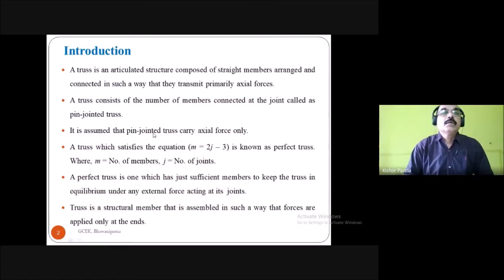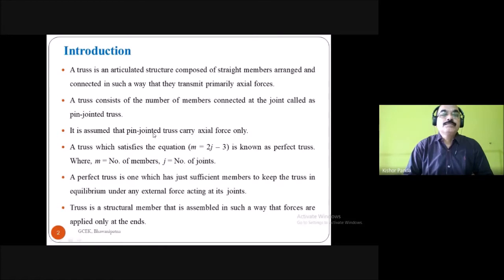So you know what is truss? A truss is an articulated structure composed of straight members arranged and connected in such a way that they transmit primarily axial forces. A truss consists of a number of members connected at the joints, called a pin jointed truss. You know what is pin jointed truss? Already we have discussed. It is assumed that the pin jointed truss carries axial forces only.